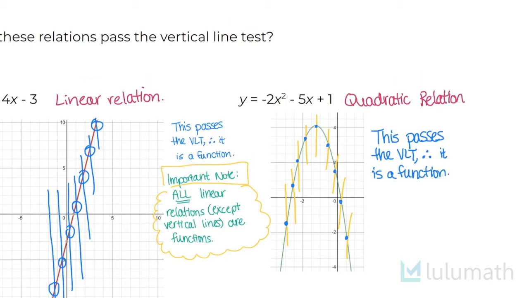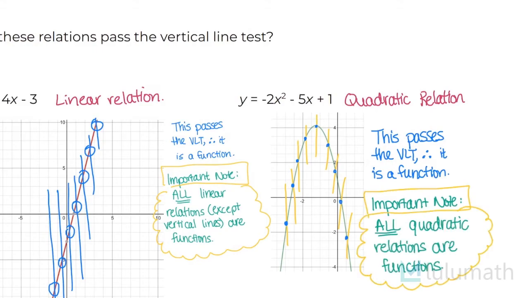Now, regarding quadratic relations, no matter what it looks like, whether it opens up, it opens down, it's skinny, or the mathematical word for this is vertically stretched or horizontally compressed, whether it's wide, it doesn't matter. Any vertical line you would draw through it would only intersect the graph in one place. It doesn't matter where you draw it. So another important note is that all quadratic relations are functions without any exceptions. Here, our linear relations are functions except for vertical lines. Here, all quadratic relations are functions.